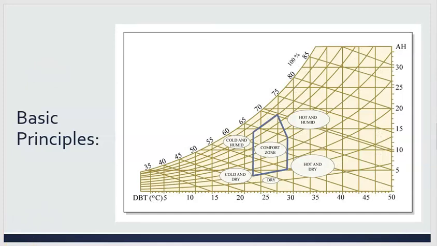So here's something that we understand: the comfort zone and what people enjoy in a space. Then you also can see the zones for climates as well as how we interpret spaces. So hot and humid, cold and humid, cold and dry, hot and dry. Then we can start to use this chart to understand how we can affect the space using mechanical equipment to bring it to the comfort zone.